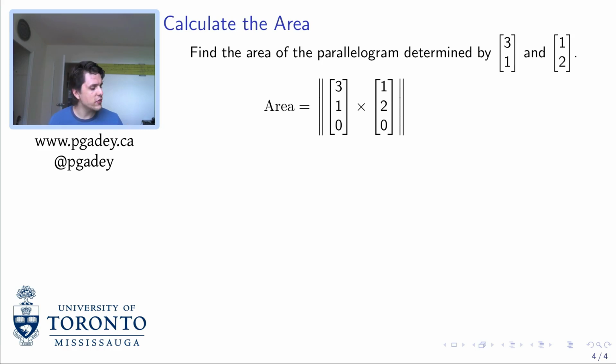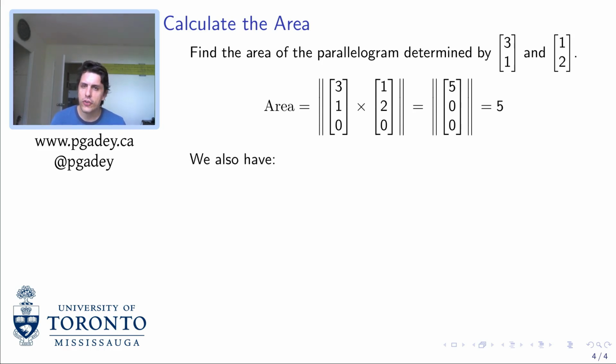Notice that the cross product's defined in R3, so we've added on a 0 here because these vectors live in the plane. But that doesn't change the area of the parallelogram. Now when we calculate the cross product, we get the vector 5, 0, 0, and taking lengths, we have something of length 5. Now there's a subtle connection I want to point out here. We have this area, but let's look at the determinant of the matrix AT. This is the determinant of 3, 1, 1, 2. Calculate that, we get 6 minus 1, which is 5.